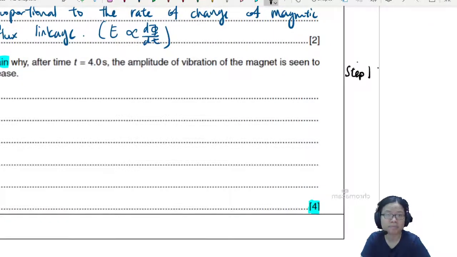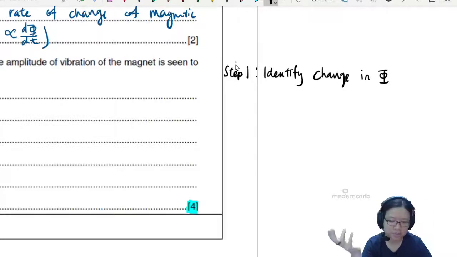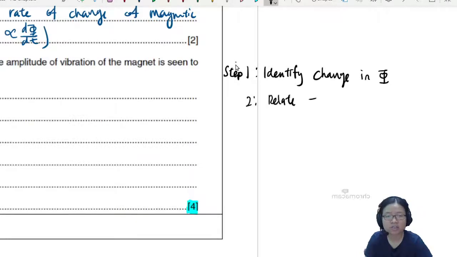Step 1, identify what causes the change in flux. In this case, it will be pretty obvious. It is the oscillating magnet. So you could say when the magnet moves in the coil, there's a change in flux. Step 2, you will then relate to Faraday, meaning here you will have an induced EMF or current.